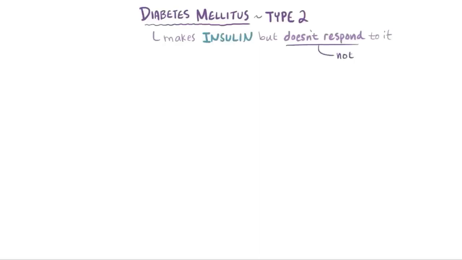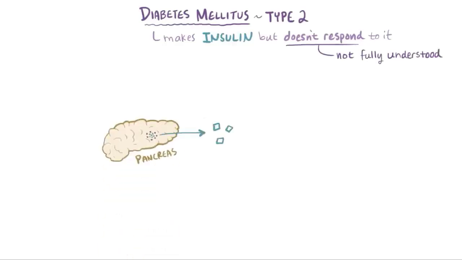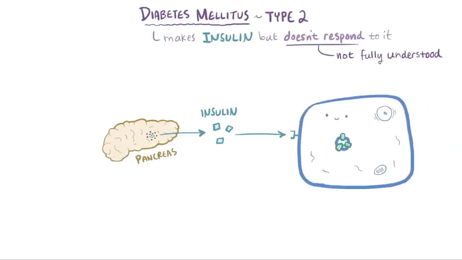The exact reason why cells don't respond isn't fully understood. Essentially, the body's providing the normal amount of insulin, but the cells don't move their glucose transporters to their membrane in response, which remember is needed for the glucose to get into the cells. These cells therefore have insulin resistance.